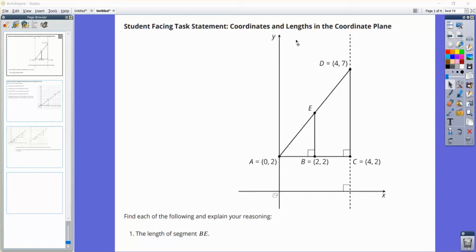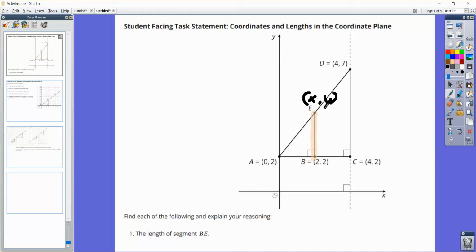So we have a diagram here, and on this diagram we have two goals. Now the second one did not pop onto this slide here. We want to find how long this vertical segment right here is. Let's highlight this vertical segment. We want to find the length of this segment, segment BE, and at the same time we also want to know what are the coordinates of point E.